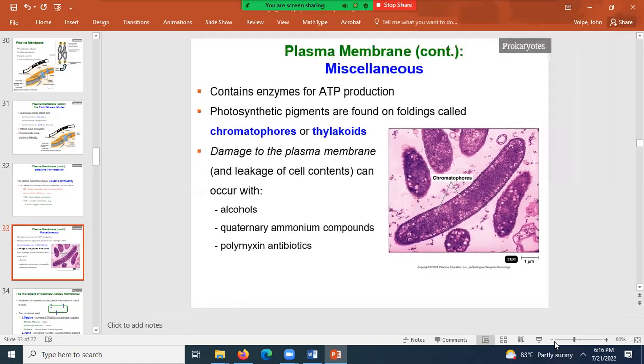The plasma membrane can be damaged by different molecules, such as molecules of alcohol, quaternary ammonium compound, which I think is one of the detergents that they now use in the hospitals, and then polymyxin antibiotic. Polymyxin B is an antibiotic which can put holes in the plasma membrane of the cell, or holes in the gram-negative outer membrane, or both. And that's how you can damage the plasma membrane.